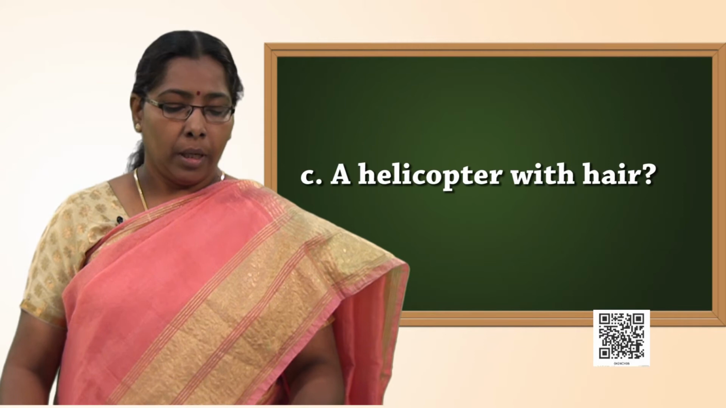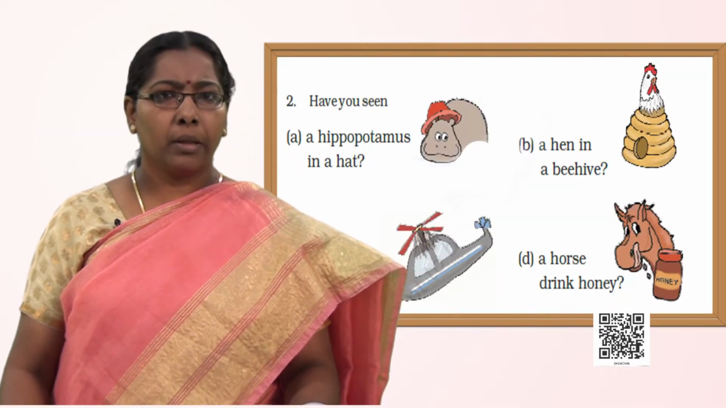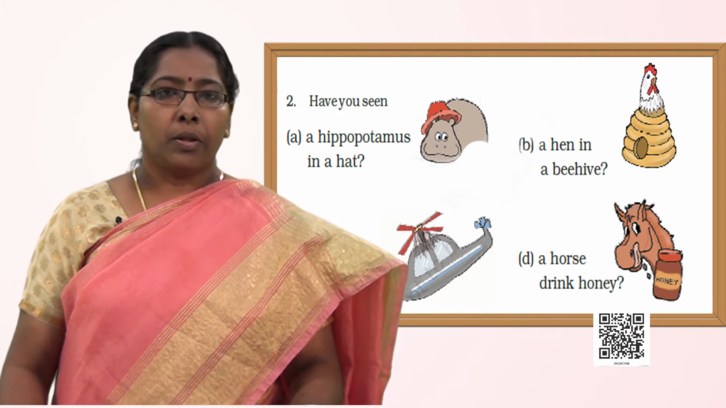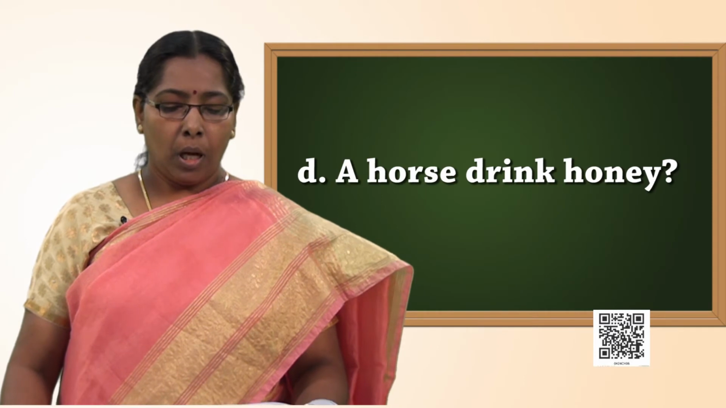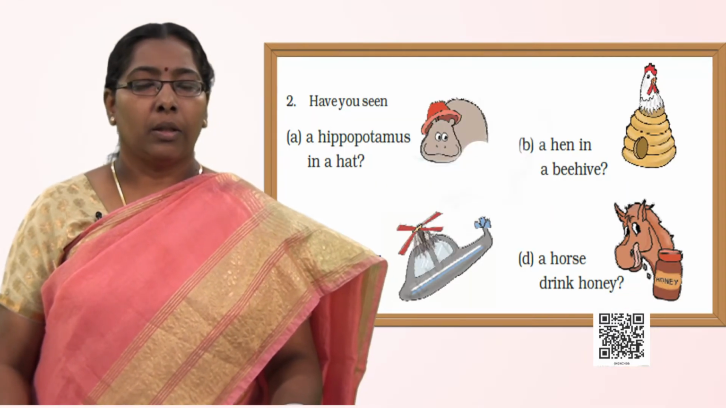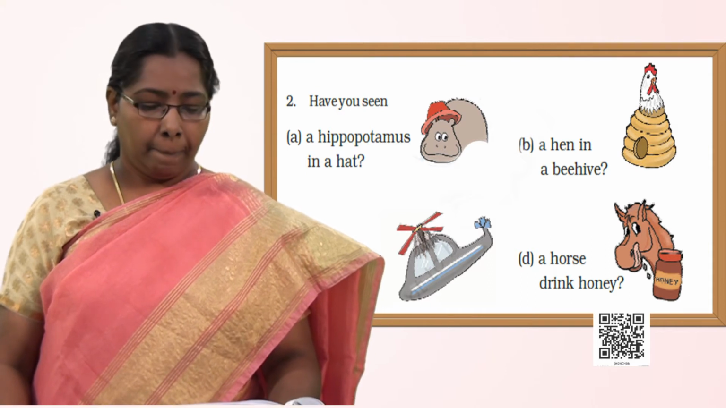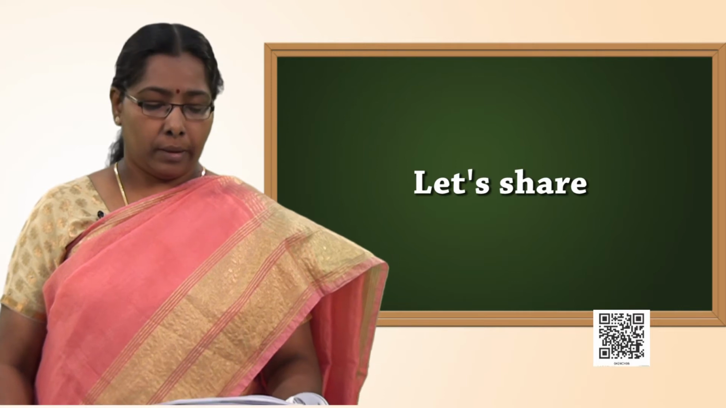C, a helicopter with hair. Have you seen a helicopter with hair? Yes, or it must be no. D, a horse drinking honey. Write your answer there. Next, you have an activity called Let's Share.